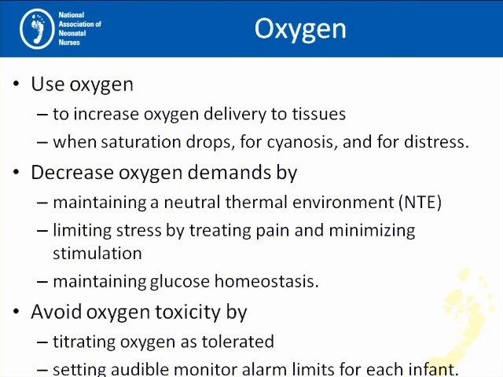Wean oxygen when SpO2 levels are consistently above 95% every 30 minutes. For chronically ill infants, maintain saturation between 90 and 95%. Wean oxygen when SpO2 levels are consistently above 95% and the infant is stable every 12 to 24 hours.